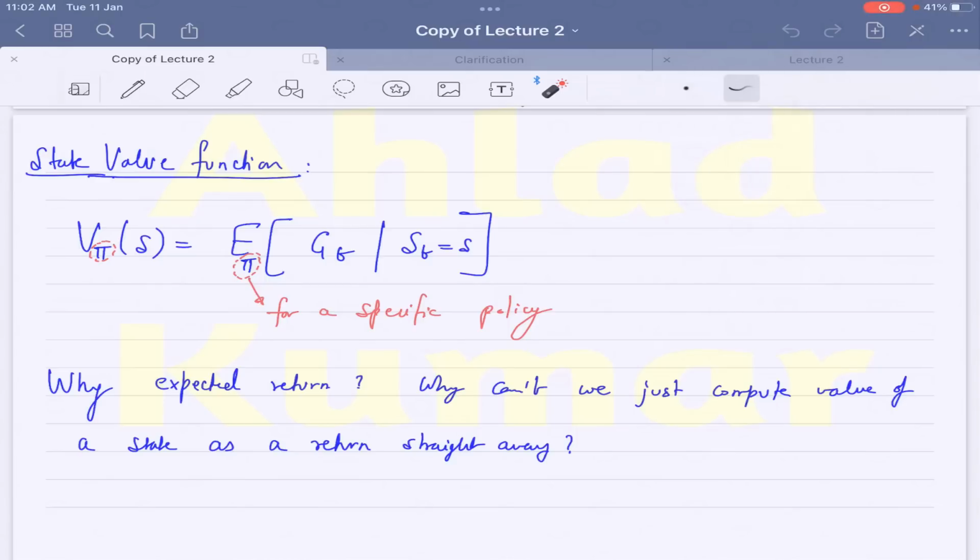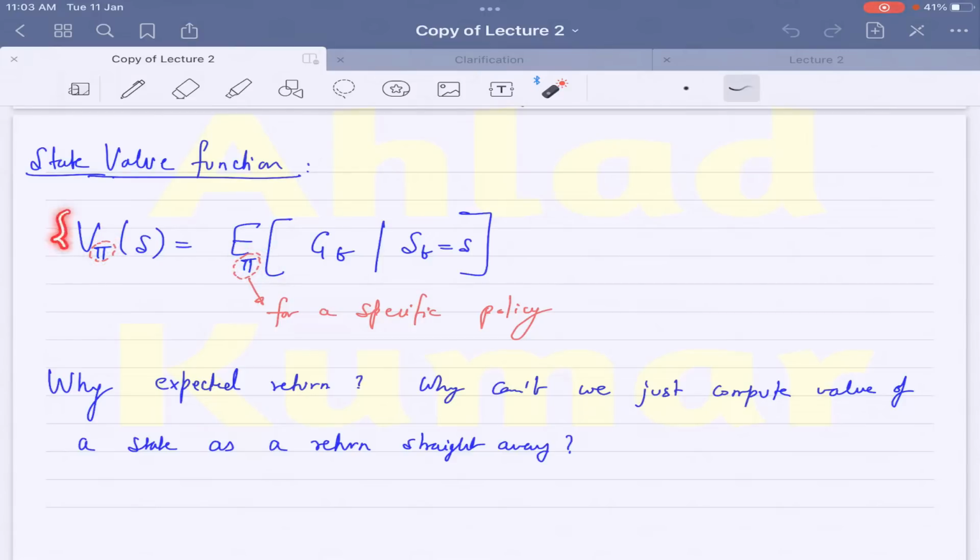So the next topic that we will discuss in relation to Markov decision process is state value function. This state value function we have already discussed in case of Markov reward process also. Similar definition will hold in Markov decision process. The only difference that we have is that we have this pi as a subscript to the value function.